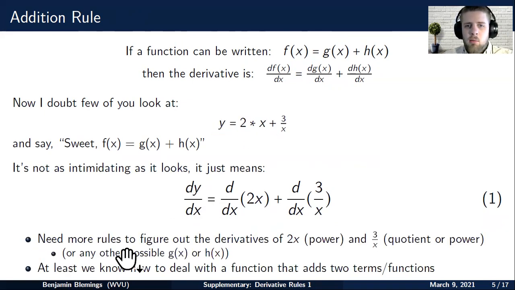And so we need more rules to figure out exactly what the derivative of 2x and the derivative of 3 over x are, or any other possible potential g of x or h of x. But for now, at least we know how to deal with adding two terms or two different functions.